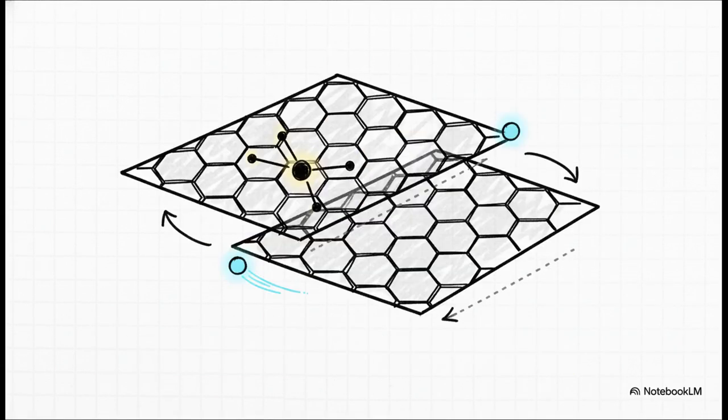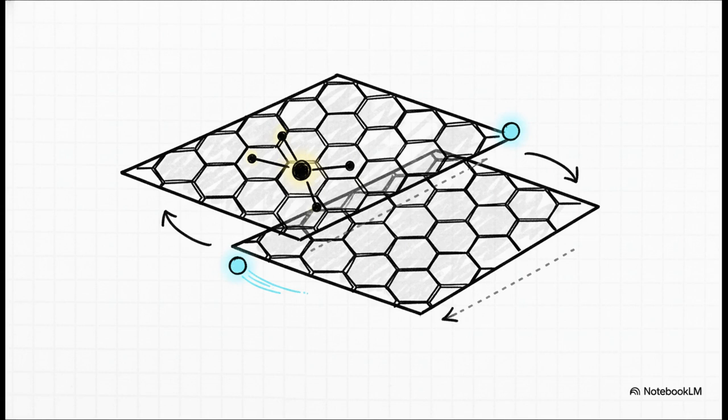Now let's switch over to graphite. Here the magic number is 3. Each carbon atom only bonds to 3 others. This creates these really strong, flat sheets that look like a honeycomb. But, and this is the whole secret, the bonds between those sheets are super weak. So you have these stacks of layers, kind of like a deck of cards, that can just slide right past each other. That's what makes it so soft.